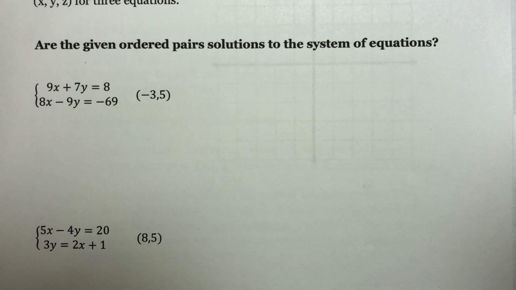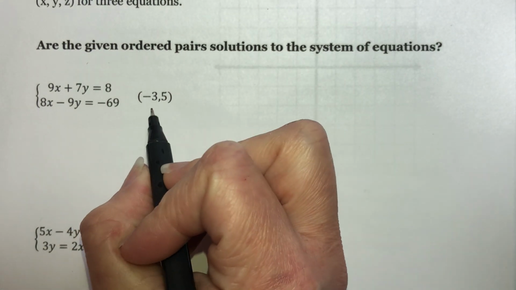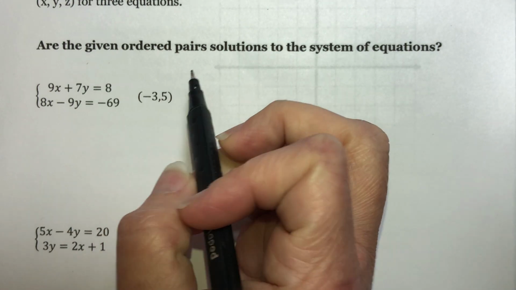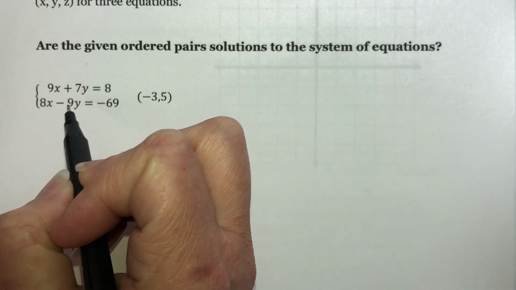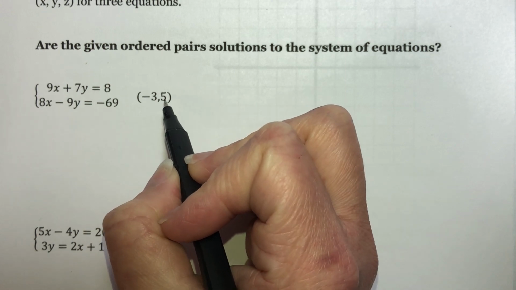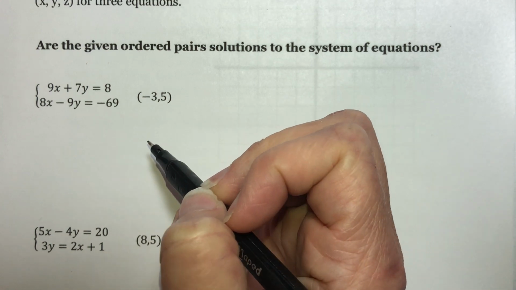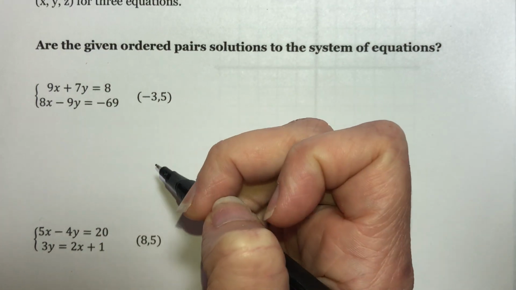Now, these first couple of problems, all we're being asked to do is decide whether or not this particular ordered pair is a solution to this system. Meaning, if I plug in -3 for x and 5 for y, will it work out for each equation? It has to work in both. Not one, not the other, but both.